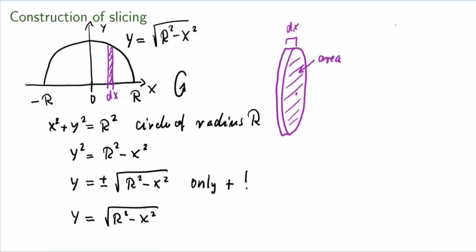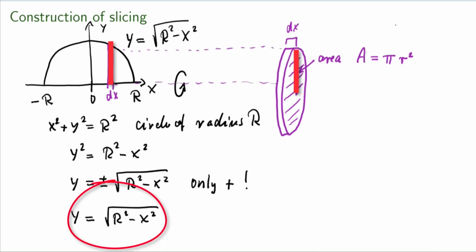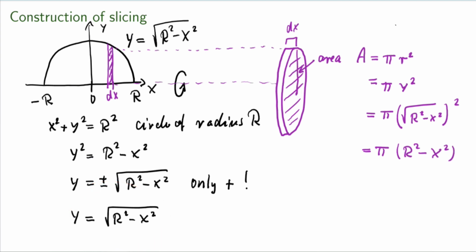So let's worry about the area first. Area A would be pi r squared. It's a disk. But now what is r? The radius r is exactly this distance, which is actually my y in my formulas. So it is y. So this is actually pi times y squared, where I use my formula. So pi times the root of r squared minus x squared, squared, and then the square annihilates the root, and we get r squared minus x squared. This would be the area written now in terms of x.